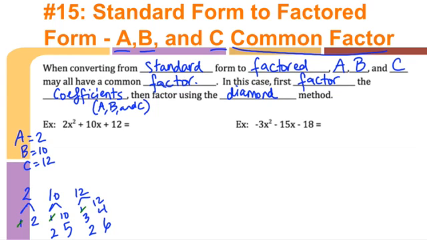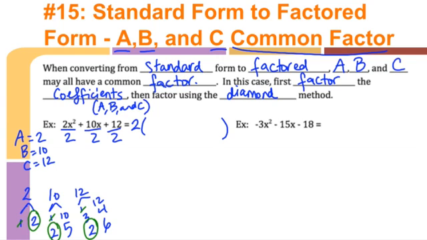So now I want to check if all of these have a common factor. 2 only has 2. So let's check, 10 also has 2 as a common factor, and 12 also has 2 as a common factor. So that means that I could divide everything here by 2. And what I'm going to do is I'm going to divide them all by 2. I'm going to put the 2 outside. So factoring is almost like reverse distributive property.